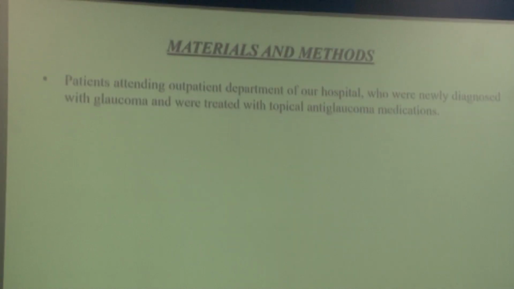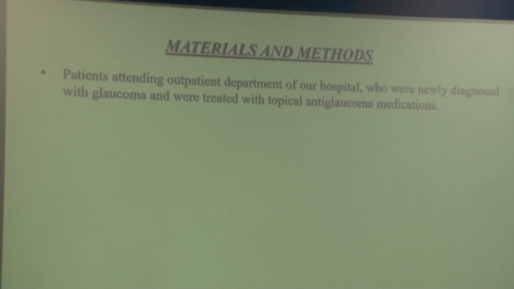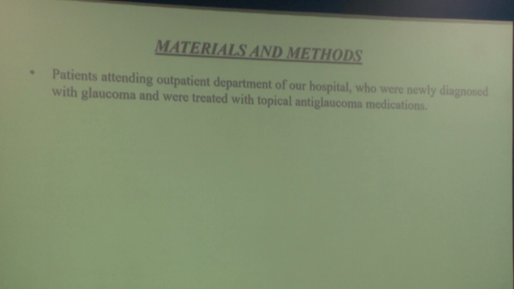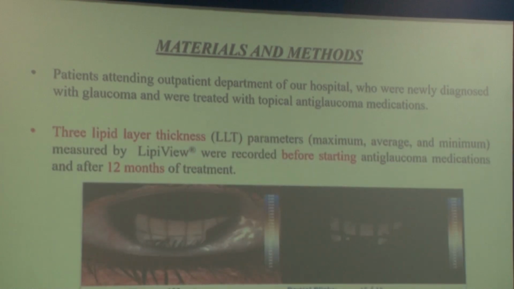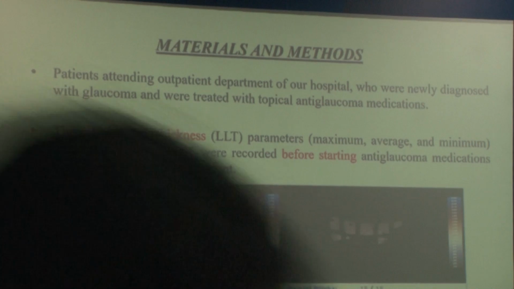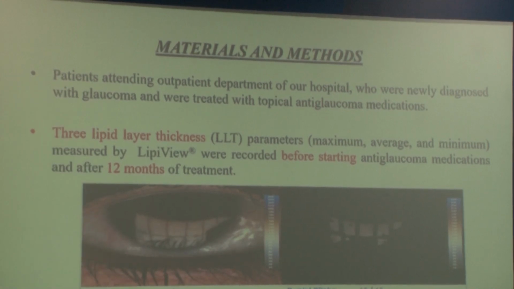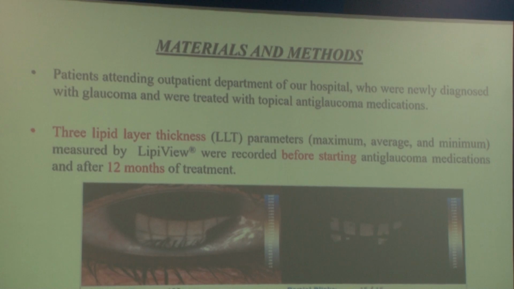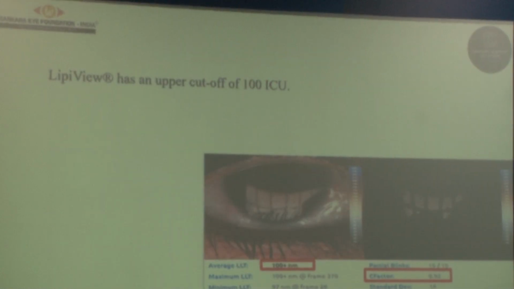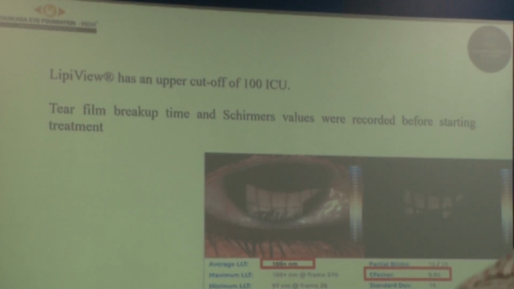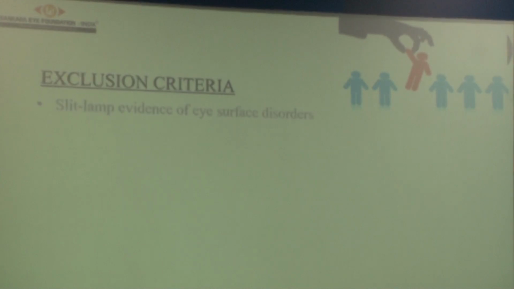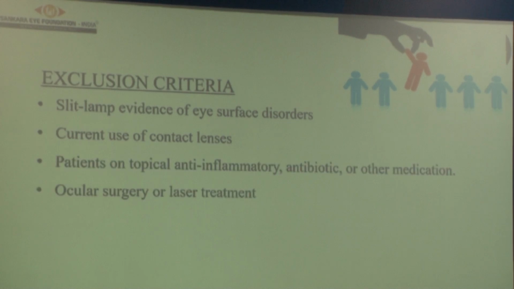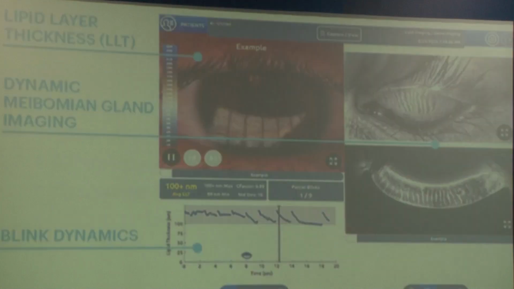Materials and methods. Patients attending the outpatient department of our hospital who were newly diagnosed with glaucoma and were treated with anti-glaucoma medications form the source of the study. Three lipid layer thickness parameters, that is maximum, average and minimum, measured by LipiView were recorded before starting anti-glaucoma medications and after 12 months of treatment. LipiView has an upper cutoff of 100 interferometric units. Tear film breakup time and Schirmer's values were recorded before starting the treatment. Exclusion criteria were slit lamp evidence of eye surface disorders, current use of contact lenses, patients on topical anti-inflammatory, antibiotic or other medications, ocular surgery or laser treatment, and autoimmune diseases.